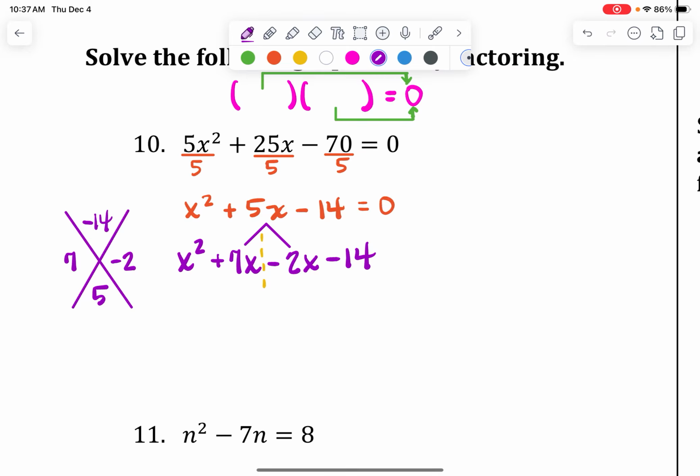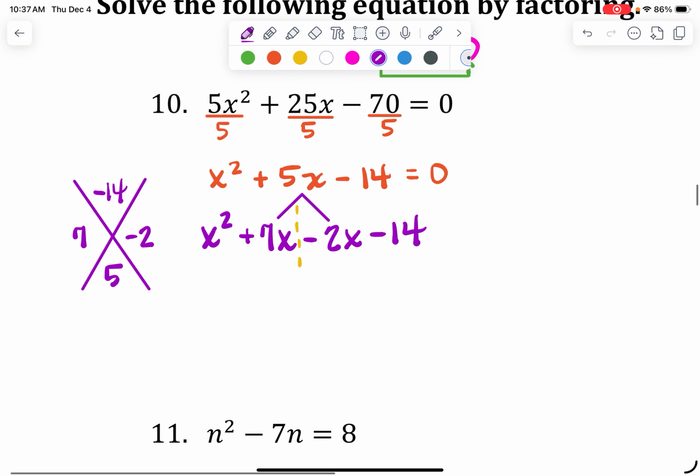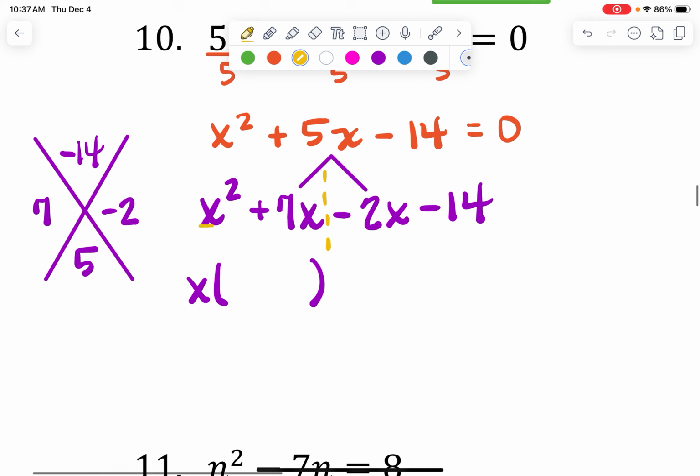So let's see, on the left side, x squared plus 7x. It looks like they have an x in common. And then in parentheses, right, this is what you want to think about. What if I divide the x out of each term, right, what is left? So I'll have 1x left in the first term, and I'll have a plus 7 left in the second term.